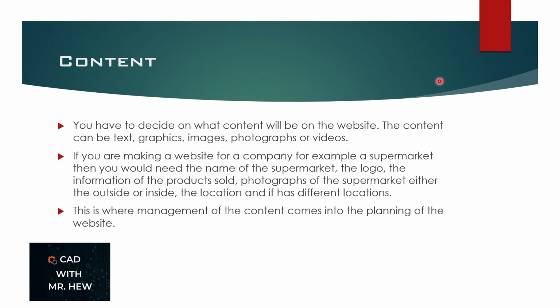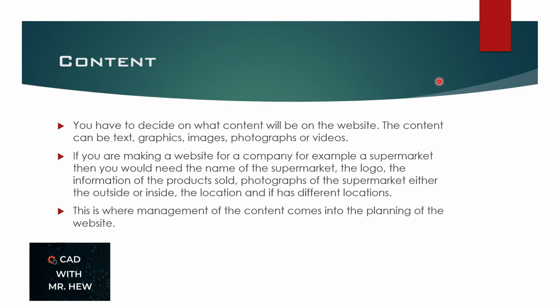Content. You have to decide on what content will be on the website. The content can be text, graphics, images, photographs, or videos. If you are making a website for a company, for example, a supermarket, then you will need the name of the supermarket, the logo, the information of the product sold, the photographs of the supermarket, either on the inside or on the outside, the location, and also if it has different locations.